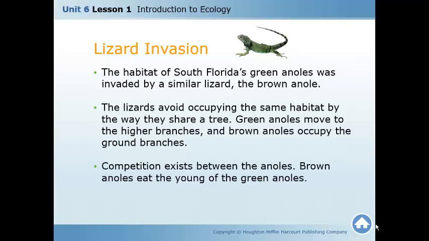But the competition does exist between the anoles. Brown anoles actually eat the young of the green anoles. So the green anoles really need to stay up higher in the tree to avoid the brown anoles and their young being eaten. Interesting competition there, and also interesting specialization. So their niche is whatever exists in the higher branches for the green anoles, and the niche of the brown anoles is whatever exists in the ground branches.